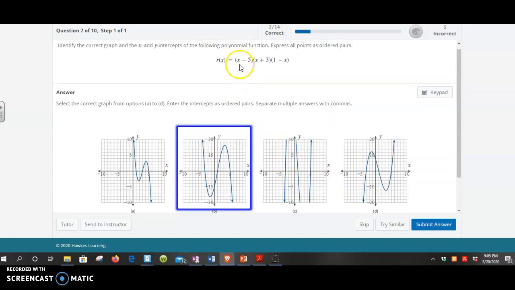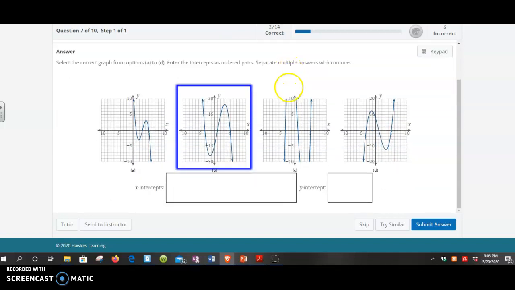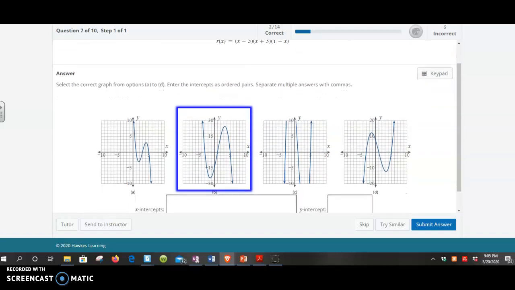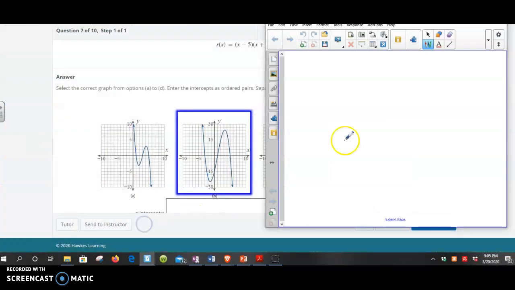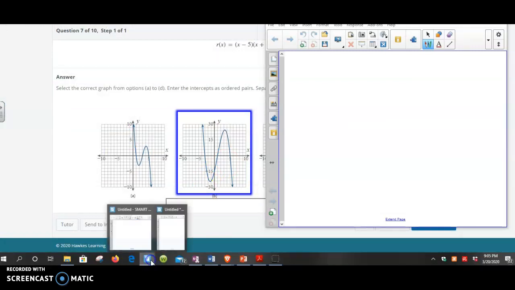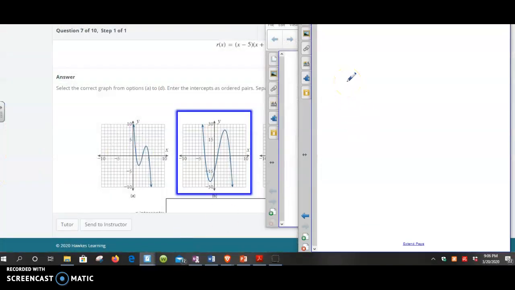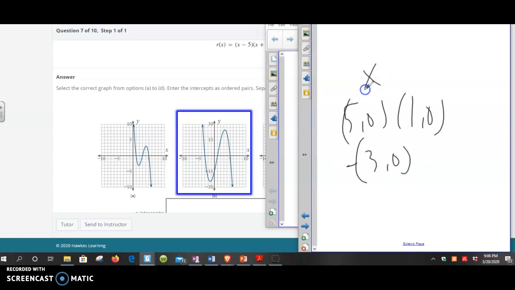So what we did was, instead, to find the y-intercept down here, we find out where x is 0. So we put a 0 in right there for every value of x, and I got negative 15. So I'm going to pick that one. And then our x-intercepts, they're going to be right there. I can put them in there for you. Okay, so they're going to be 5, 0, 1, 0, and I think it was negative 3, 0. So those are our x-intercepts, and our y-intercept was 0, negative 15.